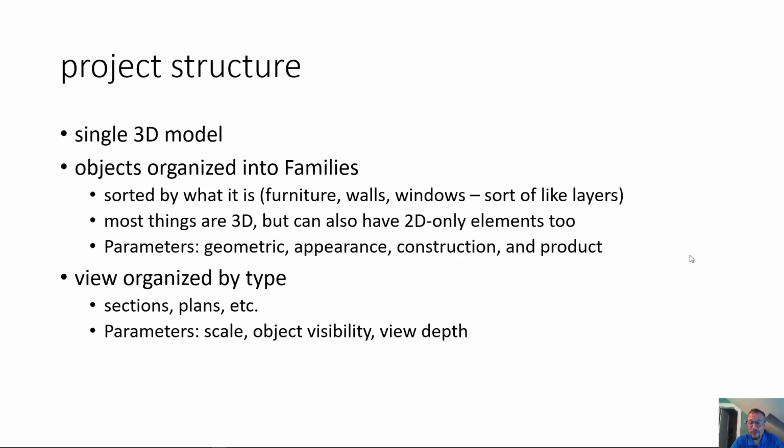Finally, there are all sorts of parameters. These are basically pieces of information about one of these family members. These can be geometric. So maybe it's a chair that is 18 inches high and 2 feet deep and all that kind of stuff. It may have to do with its appearance. So for example, the parameter might have a material associated with it that helps you render it. It also might have construction information, what it's made out of, and finally it may have product information.